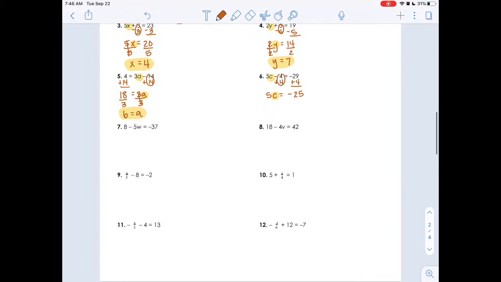The c is still not alone, so I need to divide both sides by 5. 5 divided by 5 gives me 1c. Dividing by 5 over here, I've got a negative 25 divided by 5, so that's going to give me a negative 5.